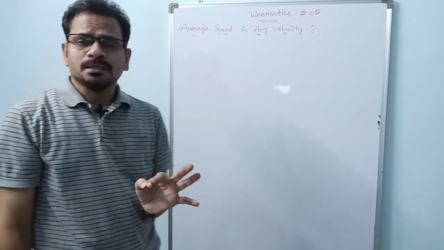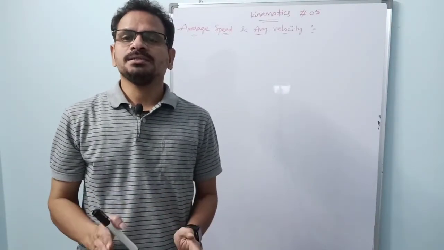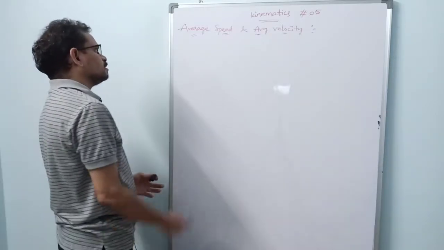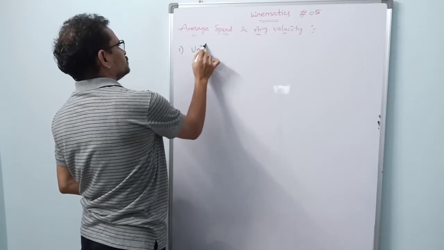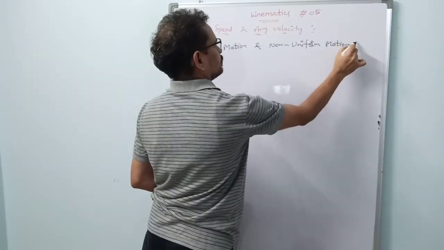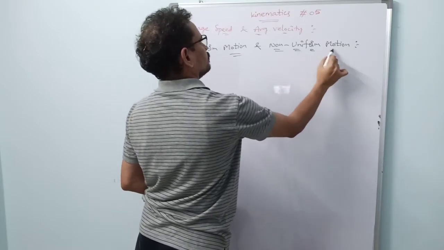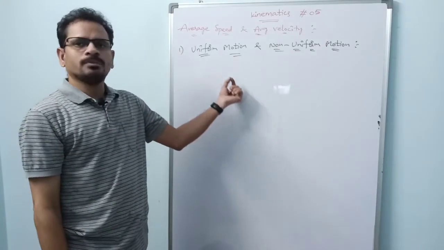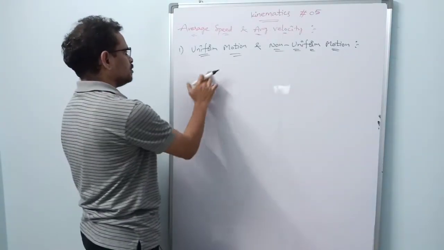Before entering into average speed and average velocity, there are some things for us to discuss here. The first one is uniform motion and non-uniform motion. Let us know what uniform motion and non-uniform motion are.